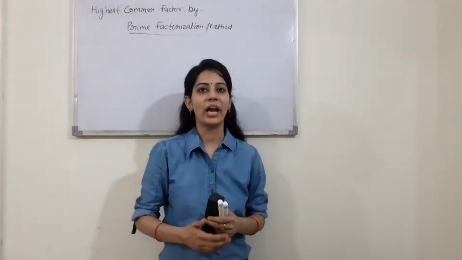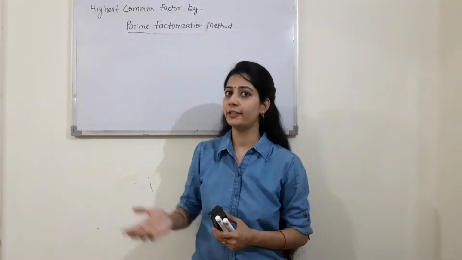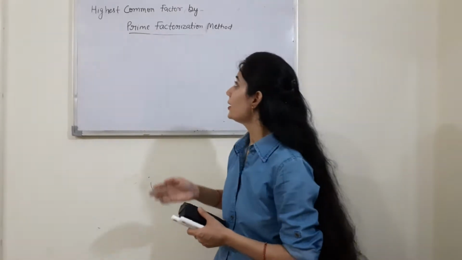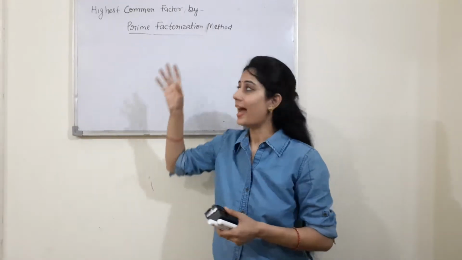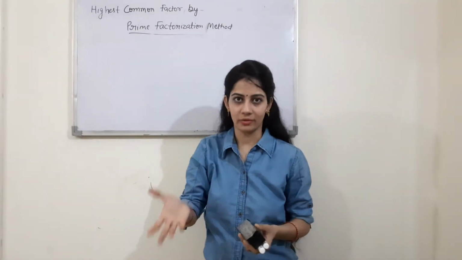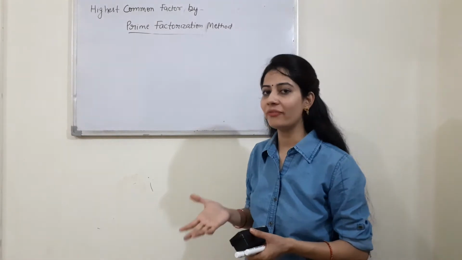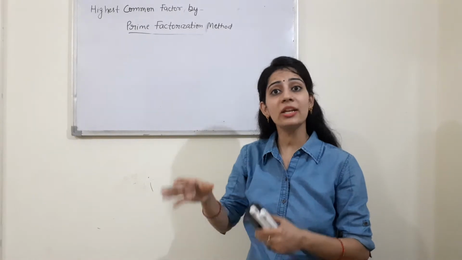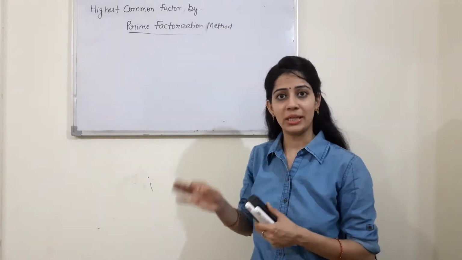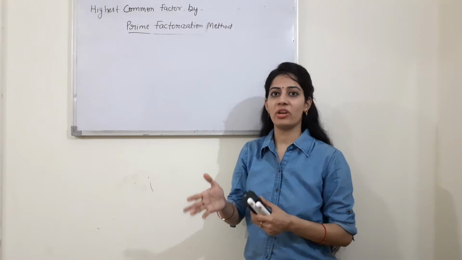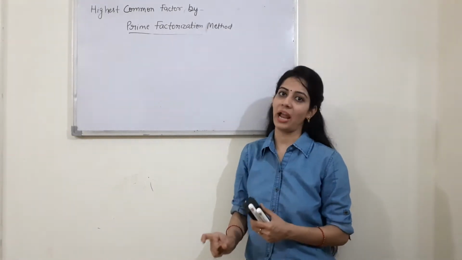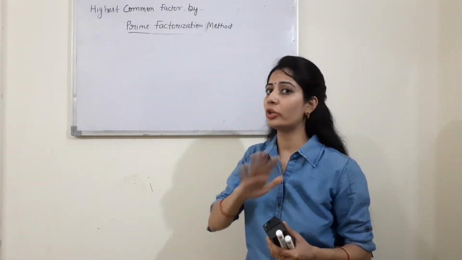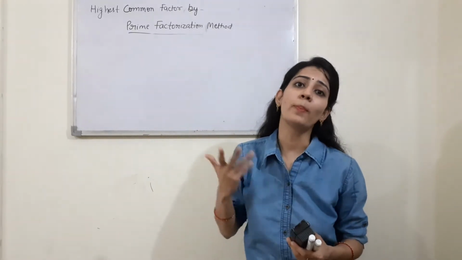In this video, I will explain how to find the highest common factor through the prime factorization method, right? As the name suggests, in the prime factorization method we will factorize the given numbers in the form of prime numbers. It means we will factorize the given numbers as the product of prime numbers only. We will not write them in the form of composite numbers.